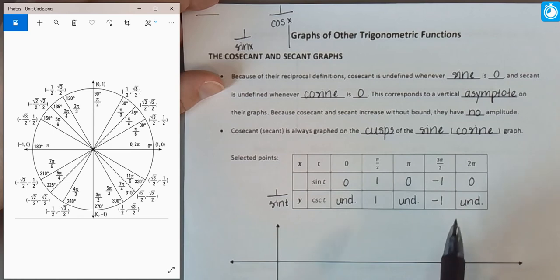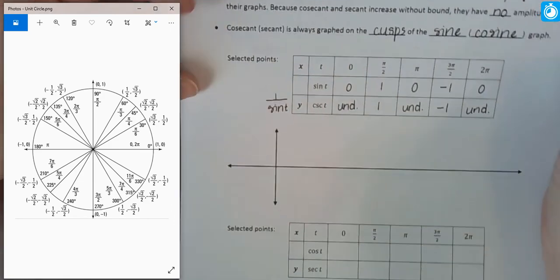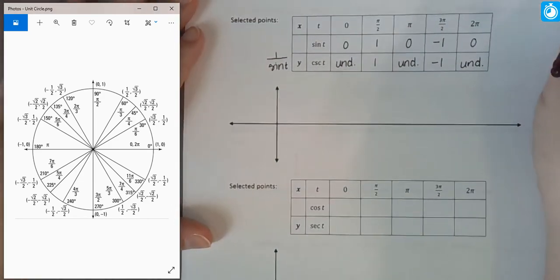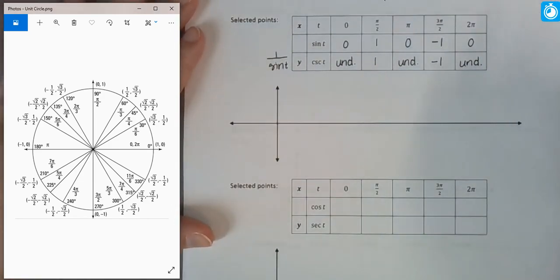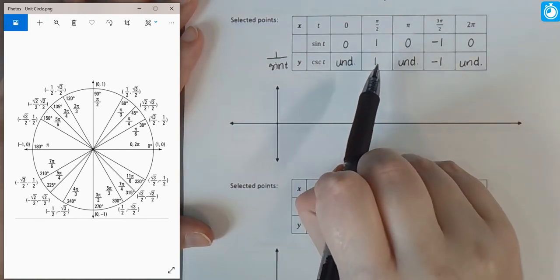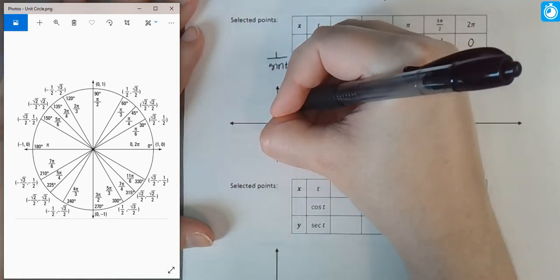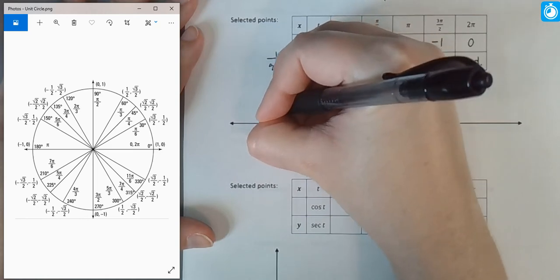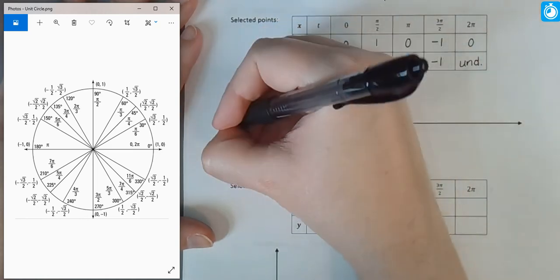But these locations where things are undefined are going to correspond to key features on the cosecant graph. What we want to know is what's happening around these locations. So wherever we have something that's undefined, that's going to correspond to a vertical asymptote. So let's label what we have so far. We have key y values at 1 and -1. So 1, -1, and then 0 in the middle.